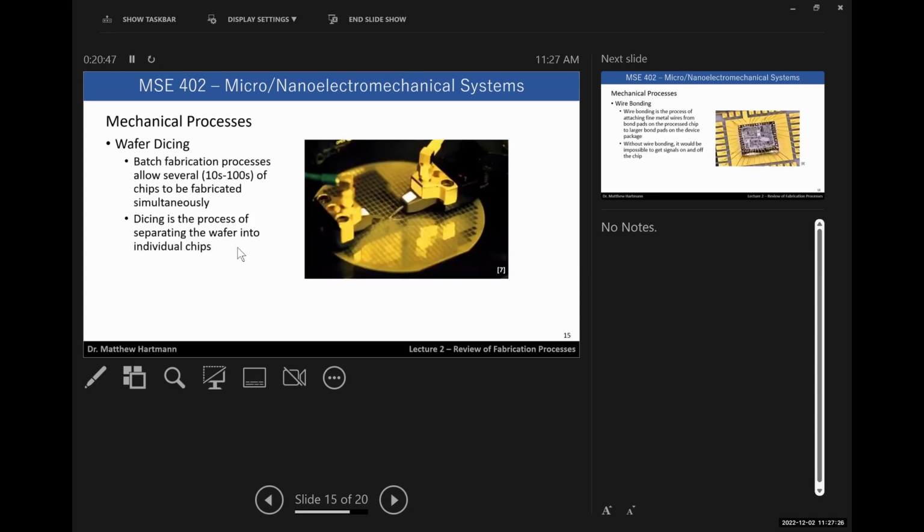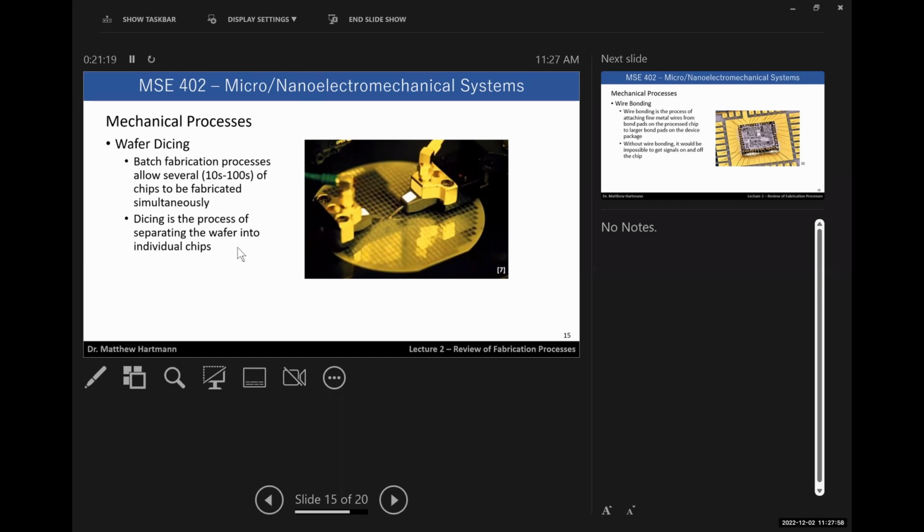Here we have wafer dicing. All of the processes that we're talking about are batch fabrication processes, so you can do it to hundreds, if not thousands of devices at the same time. Then you have to break your wafer down into individual devices. That's what the dicing process is all about. There are a couple of different ways to do it. The old school way is literally with a saw, a specific dicing saw that slides across and cuts the wafer up into square or rectangular regions.